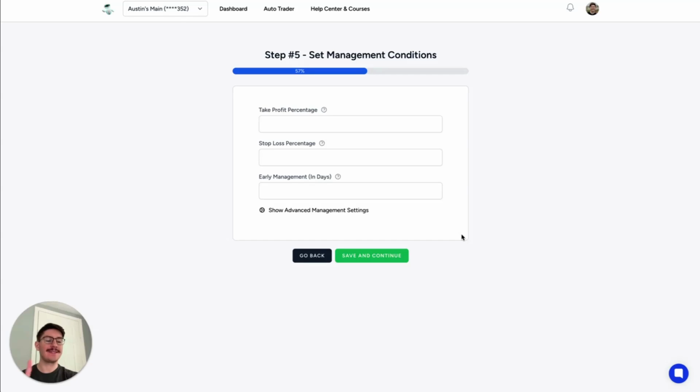Moving forward, now that I've set the trade and set when I want to enter, I need to set how I want the trades to be managed once they're open.